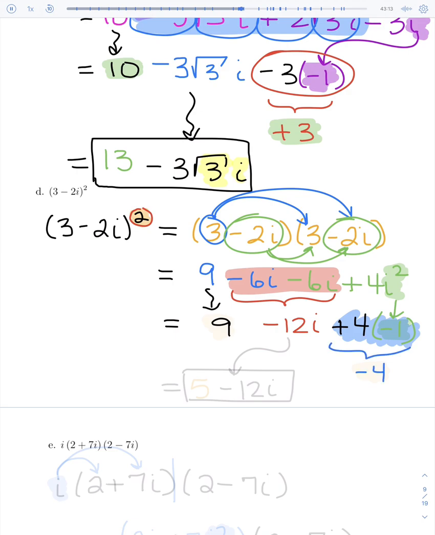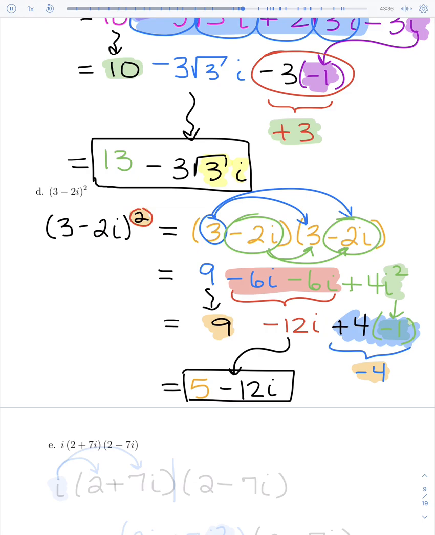So let's see what that gives me. Now I've got a 9 minus a 4, which will give me a positive 5. And don't forget, I did have this negative 12i, and notice I did make sure that I put my i second, because remember, they always want the i at the end, but that is my final answer.